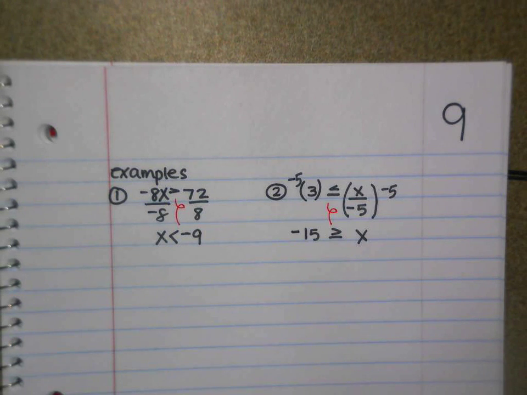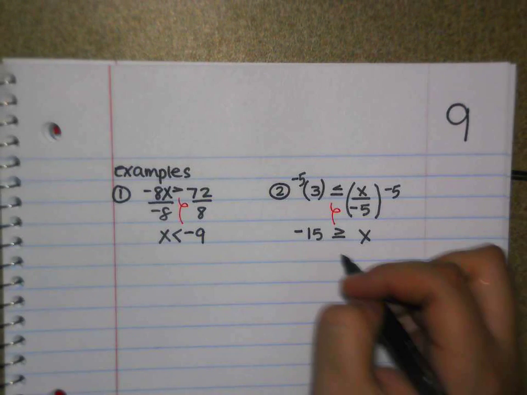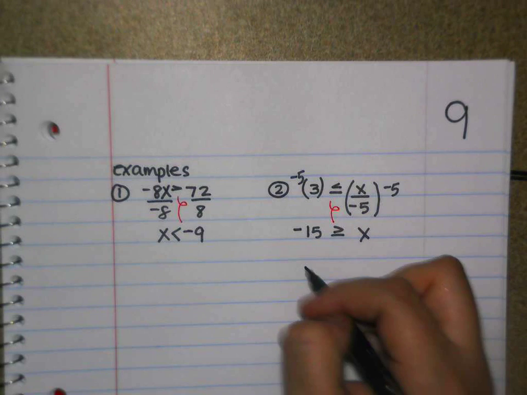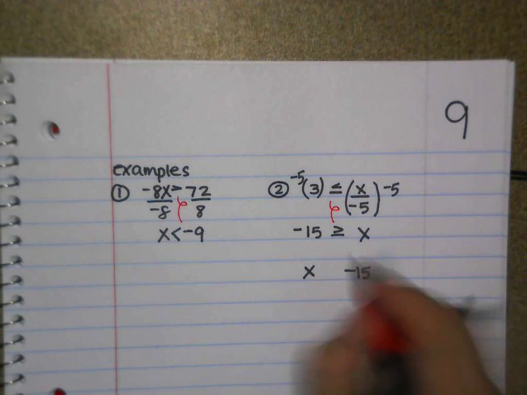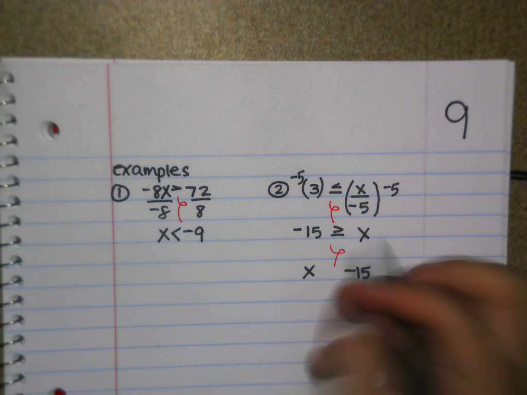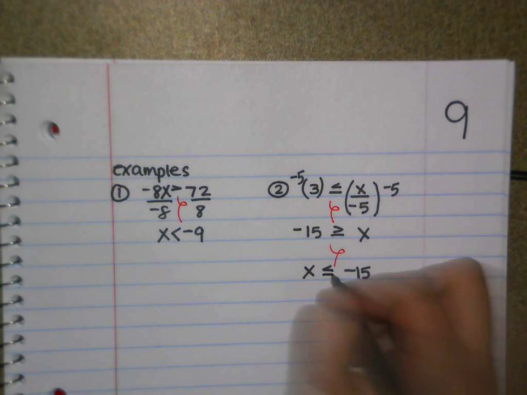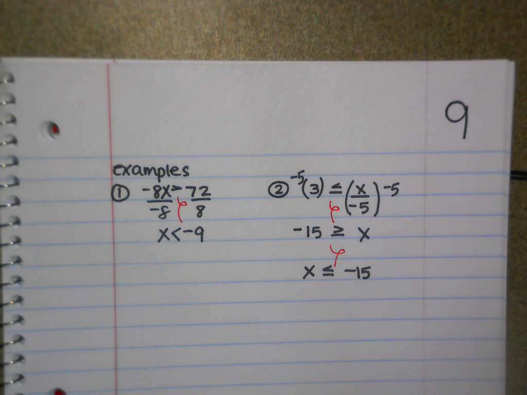Now if I want to graph that to make it easier, I'm going to move that over to the left side. We're going to put this x over here and the negative 15 over here, and I'm going to flip the inequality again so that this looks like that. Okay? Alright, so that when we graph it, we're always going to have the variable on the left.